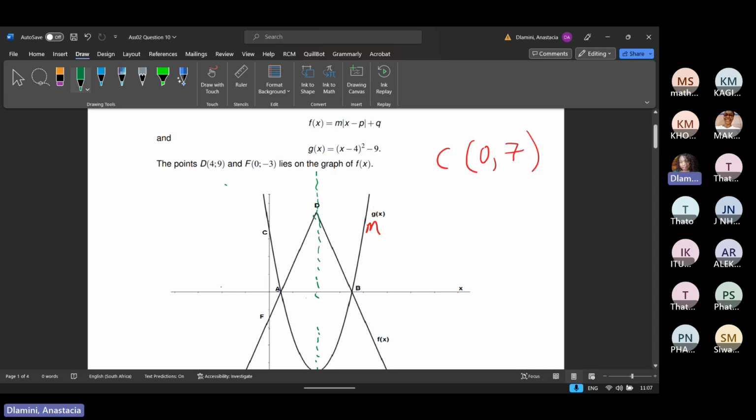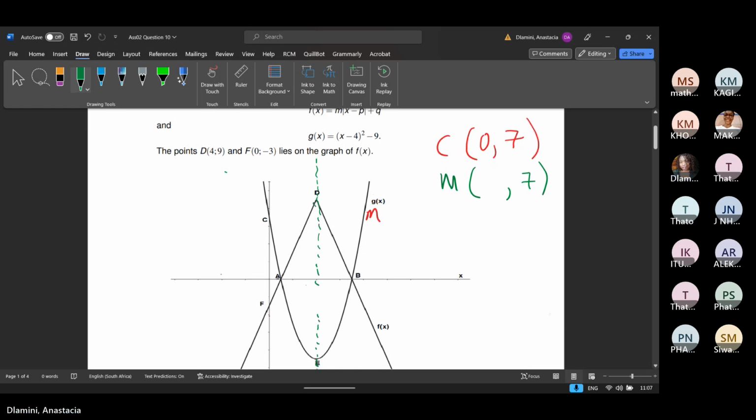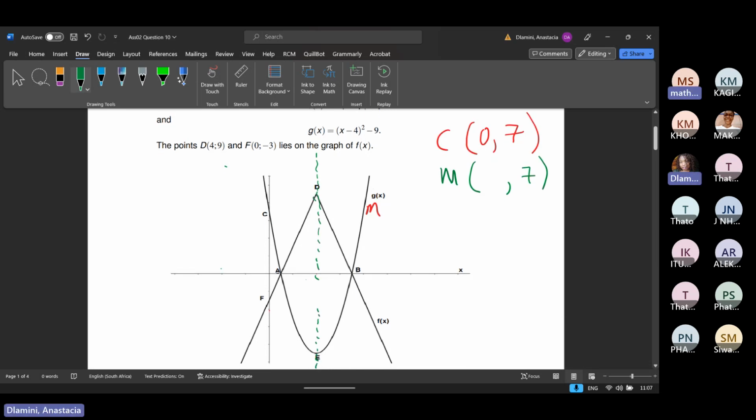Okay. So now it means that we know that our M, its y-coordinate, will also be what? Will also be 7. So what will be its x-coordinate? Anyone?